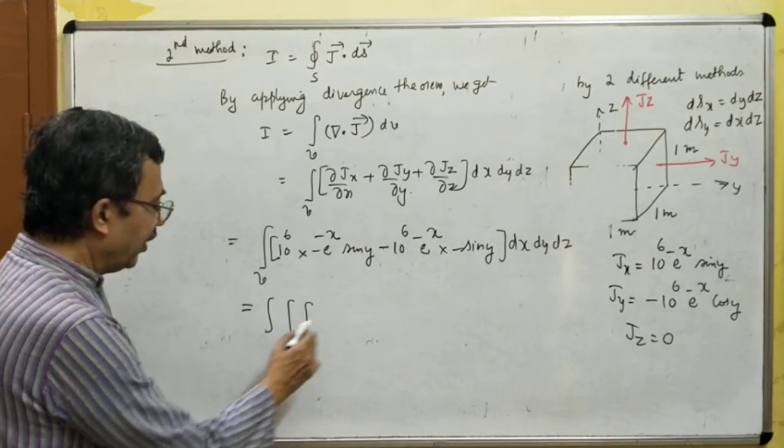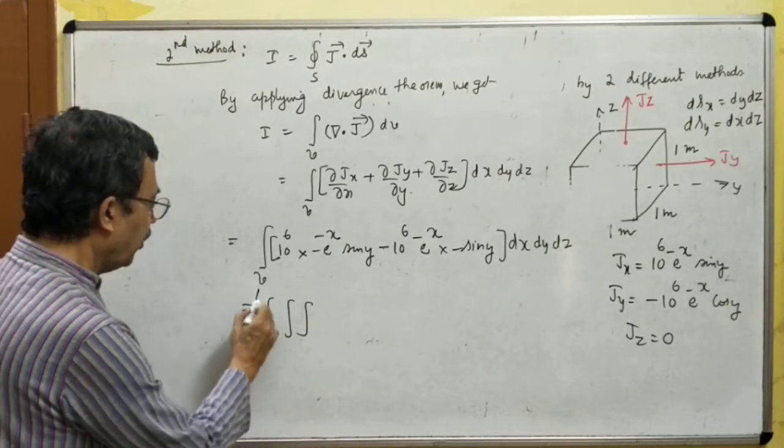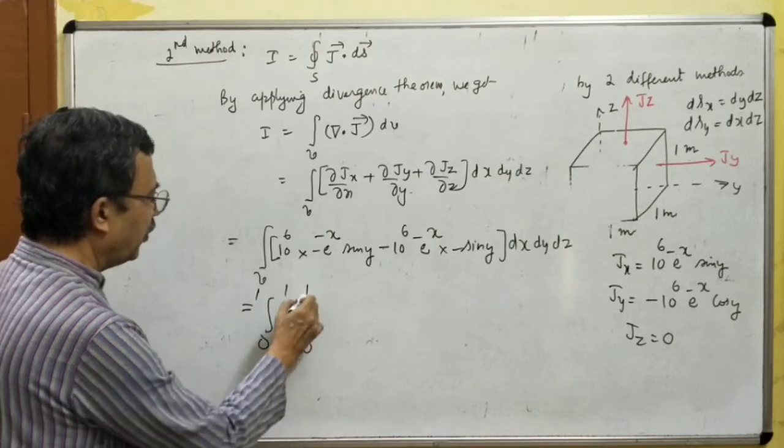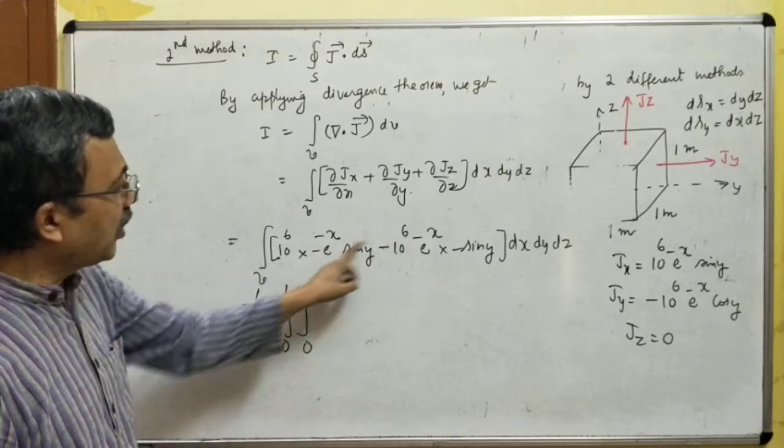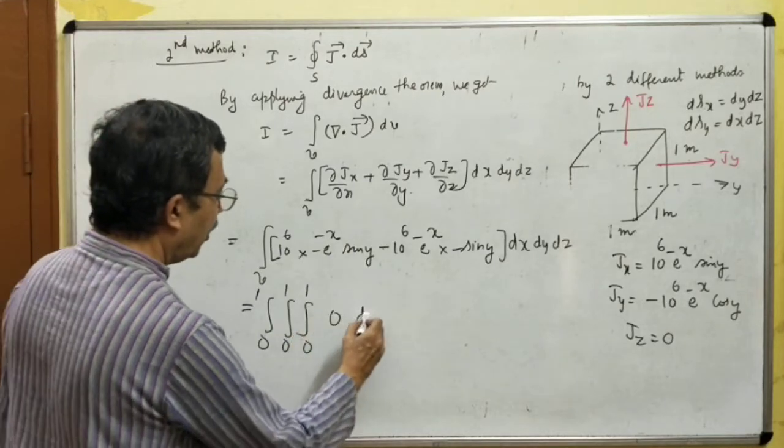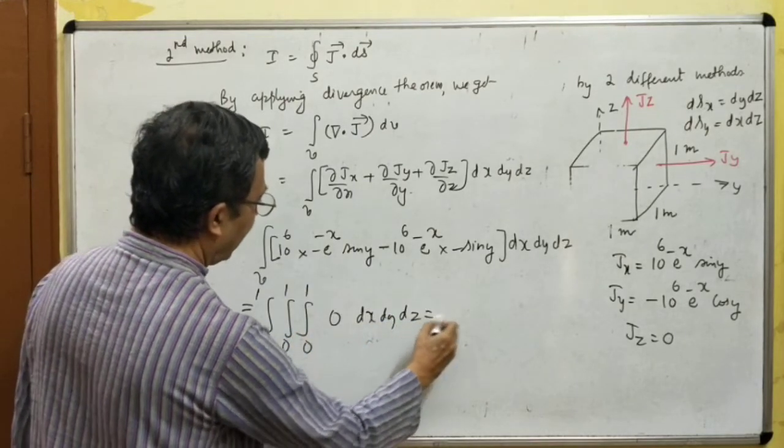Okay, volume integral is a triple integral. X varies from 0 to 1, y varies from 0 to 1, z varies from 0 to 1. These two terms are equal and opposite, therefore 0 dx, dy, dz. So the answer is 0.